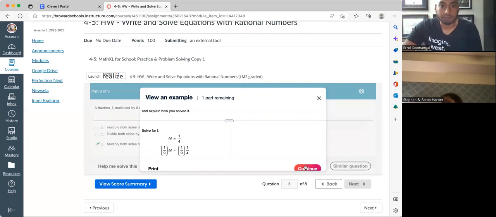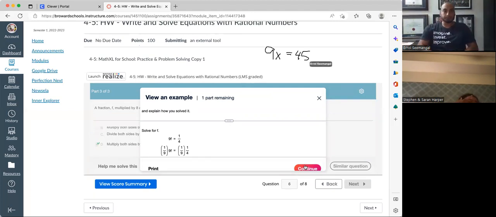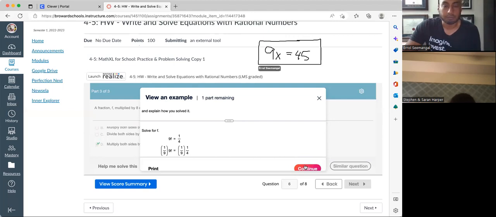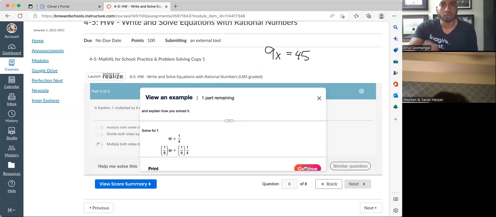Okay, so solve this for me. 9x equals 45. What's x there? What are you going to do to both sides? Wait, where are you getting this? I just made it up. Oh. 9x equals 45. Well, just think about what you have to do before you divide anything. What are you going to do to both sides?